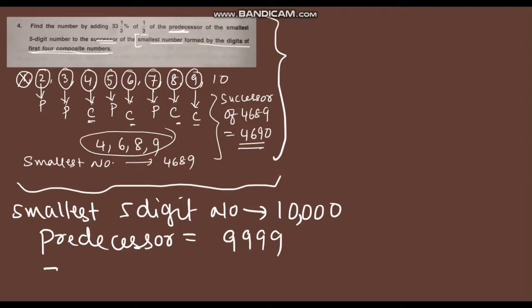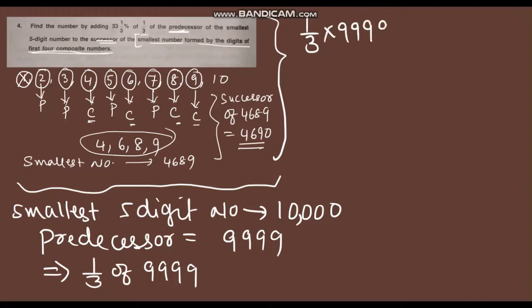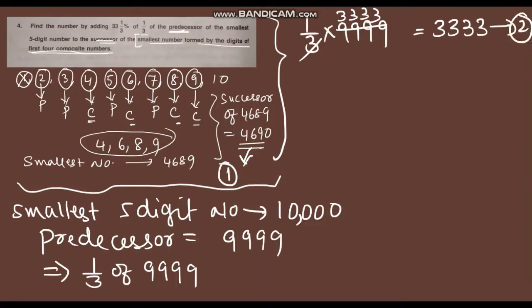Now see here in part 2, we need 1/3 of the predecessor of the smallest 5-digit number. That means here we need 1/3 of 9,999. So it will be equal to 1 by 3 into 9999. So it will give you 3,333. So this is our part 2. Here see, we have got one number, that is 4690, that is the first part, and here we have got 3,333, that is our second part. Here we can complete the statement now.